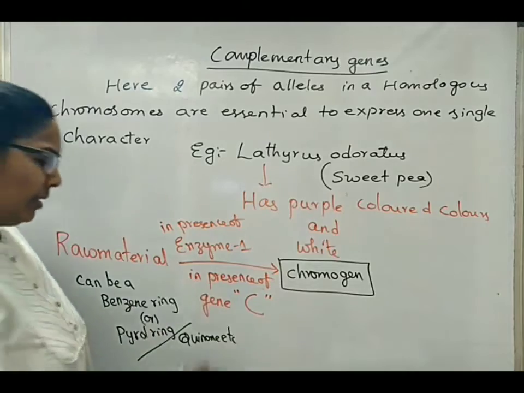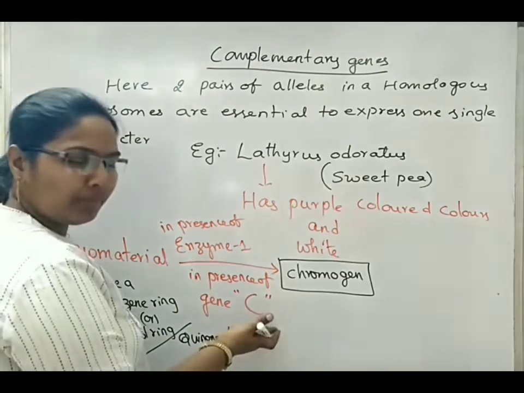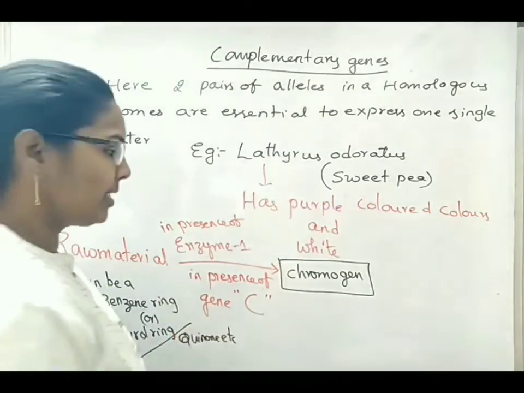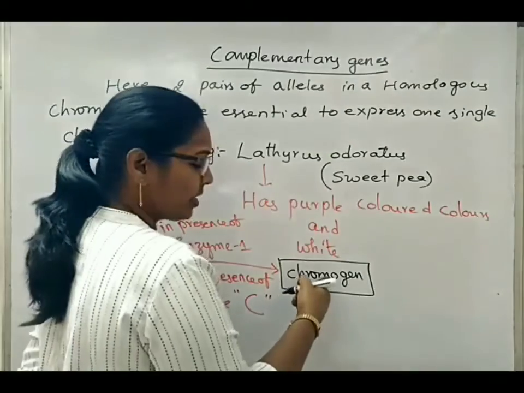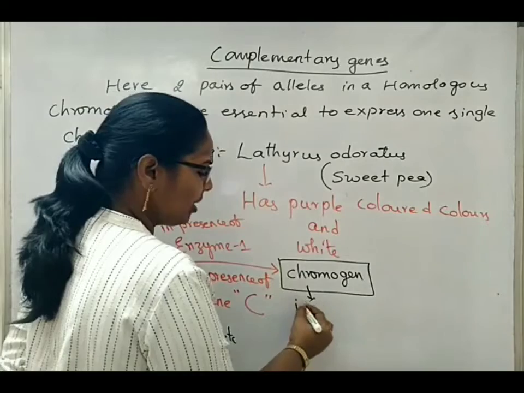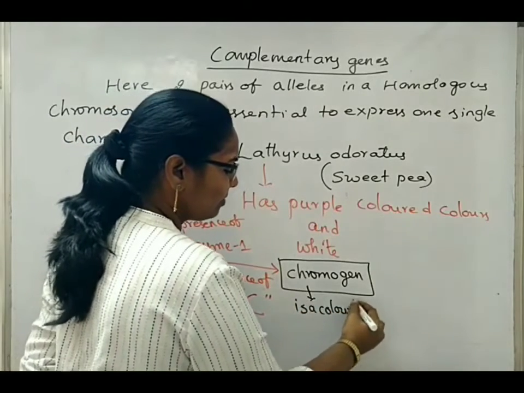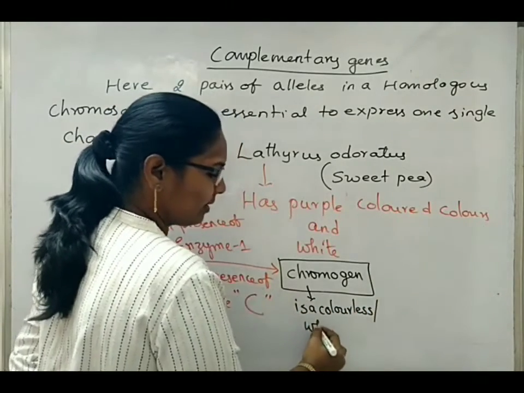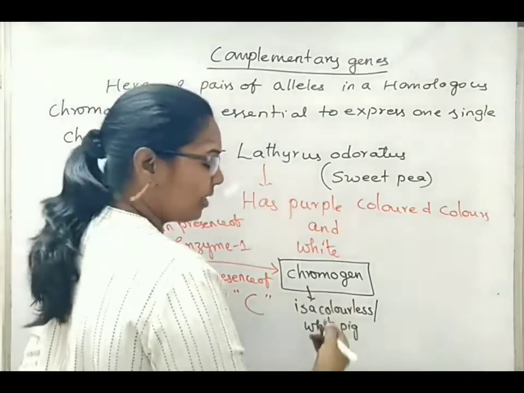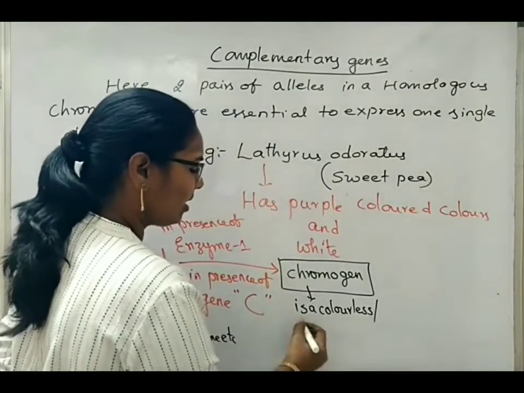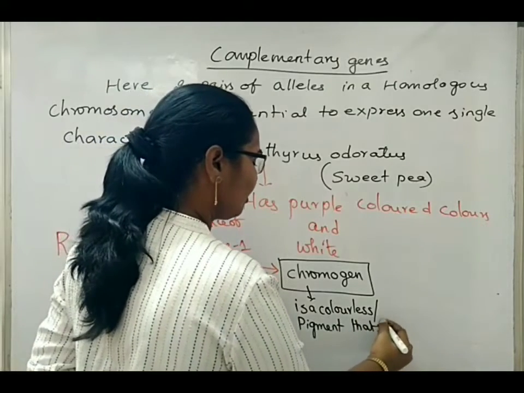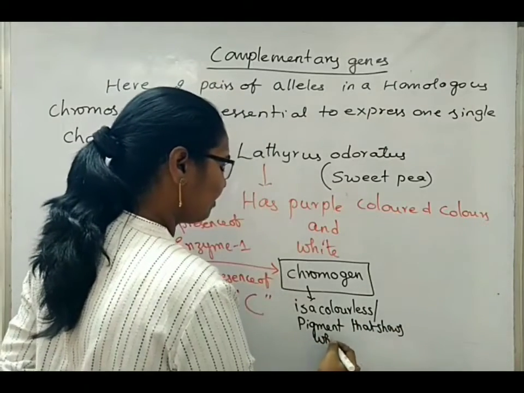Now, in presence of such genes, like one dominant gene of the homologous chromosome, and their related enzymes, a special substance called chromogen is given out. Now, what is chromogen? Chromogen is a colorless, we can also call it white, pigment. Actually, it is a colorless pigment responsible for white colored flowers. Colorless pigment that shows white flowers.